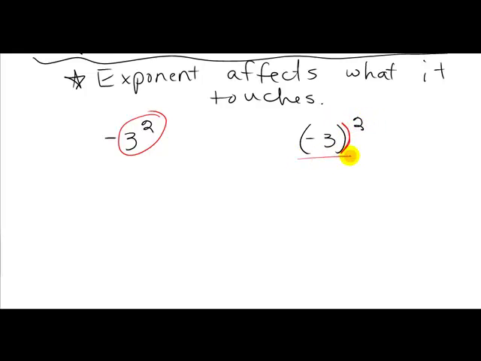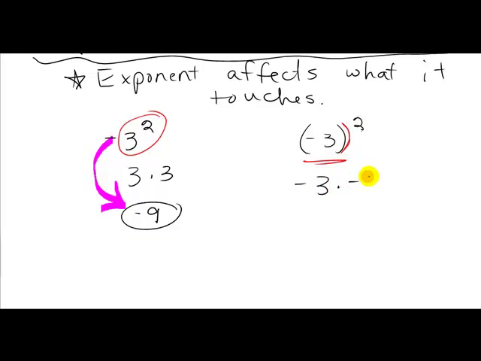So that means everything in here will be squared. So this one would be 3 times 3 is 9. And then we have to take that negative sign and bring it down. So our answer would be -9. Here, since the square touches the parentheses, everything inside gets multiplied, and so we end up with a positive 9. So we want to keep that in mind for some of the work that we're going to be doing.